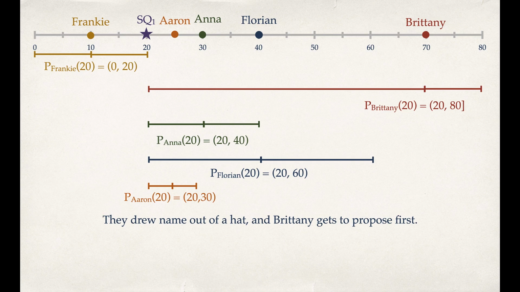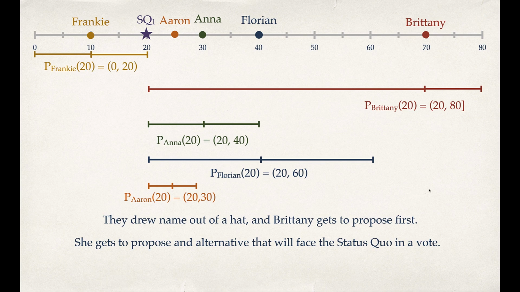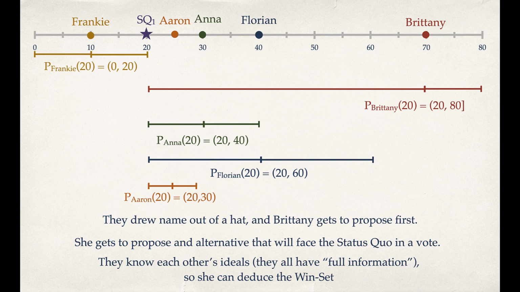Brittany knows that. She knows where everybody's location is. There's full information in these models, complete information. So Brittany might think, well, should she propose 70? She's going to get to propose an alternative to face the status quo. And like I said, they all have full information, so she can deduce the win set. She can figure out what would pass and what would not pass.